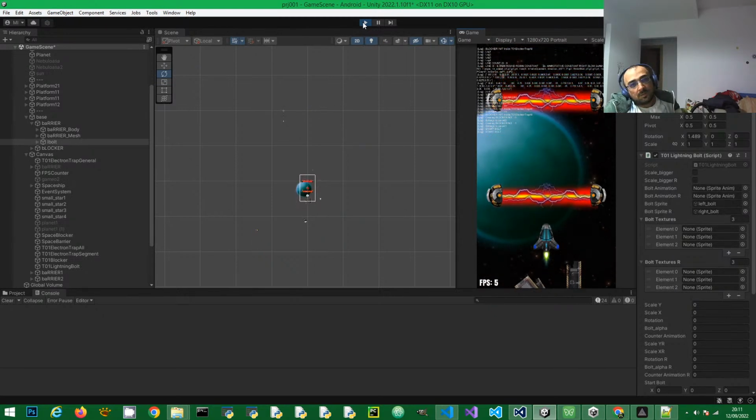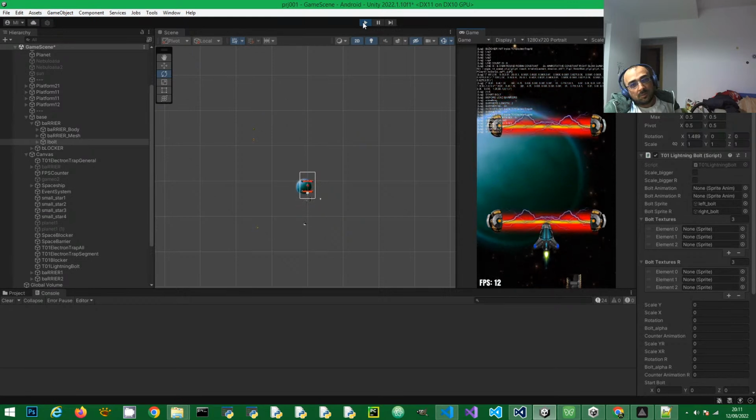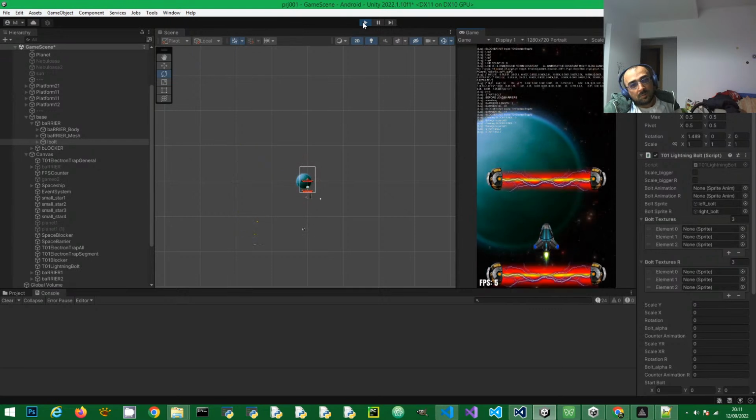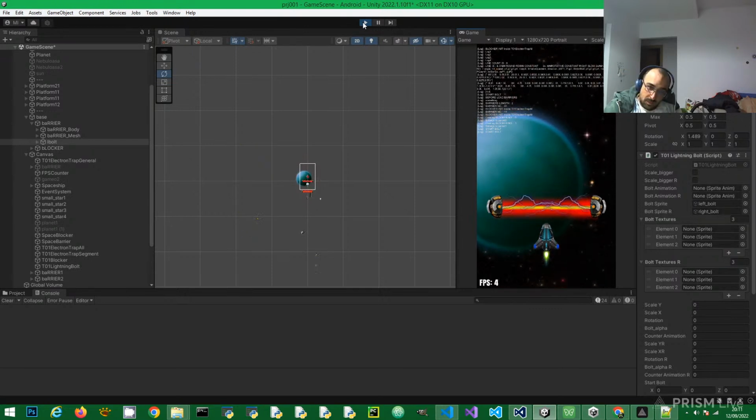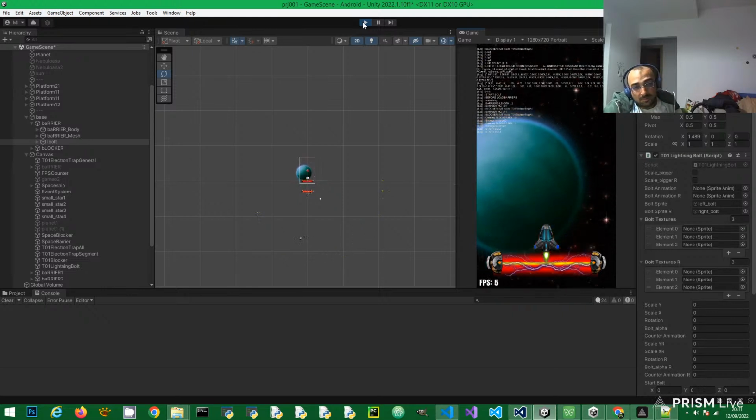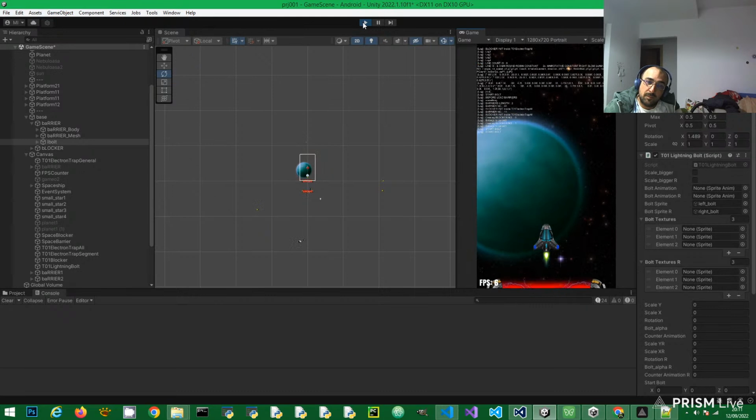moves 90 degrees. Oh, now it stops. Oh, now it moves. Now it moves 90 degrees. Oh no.